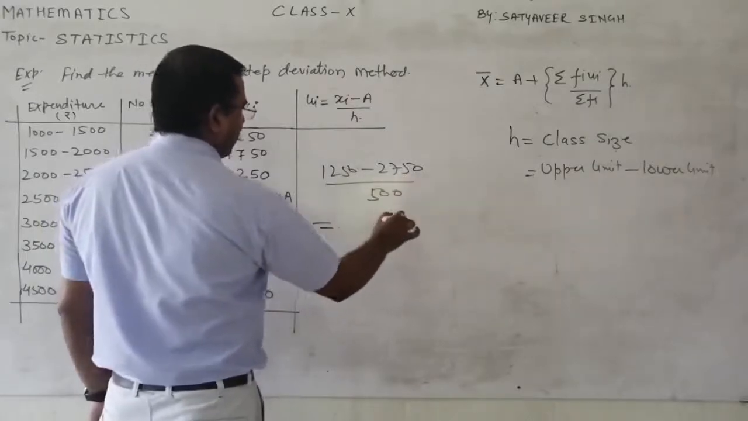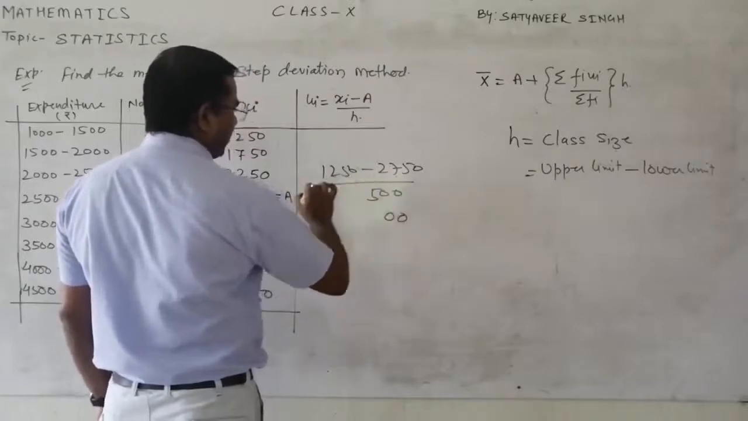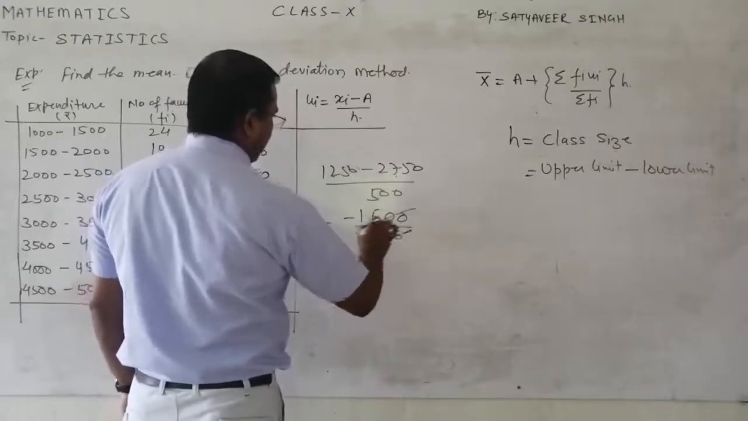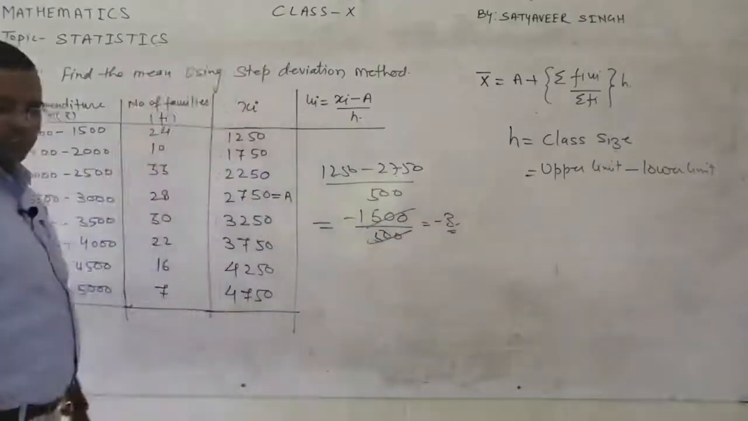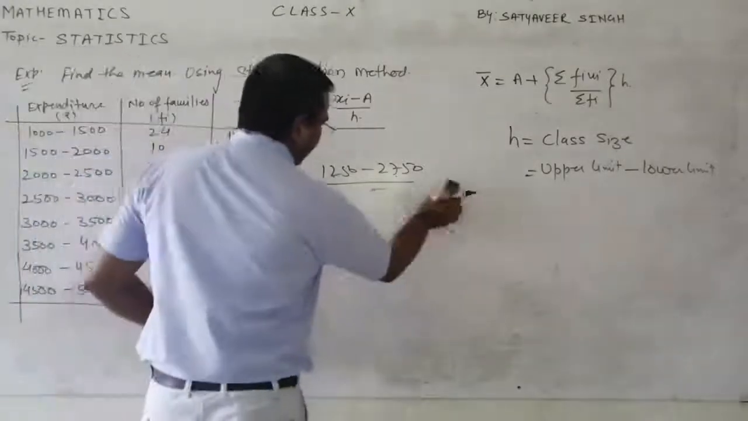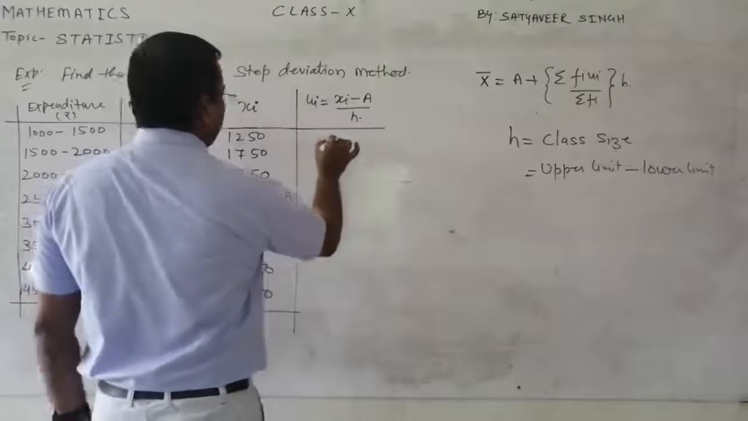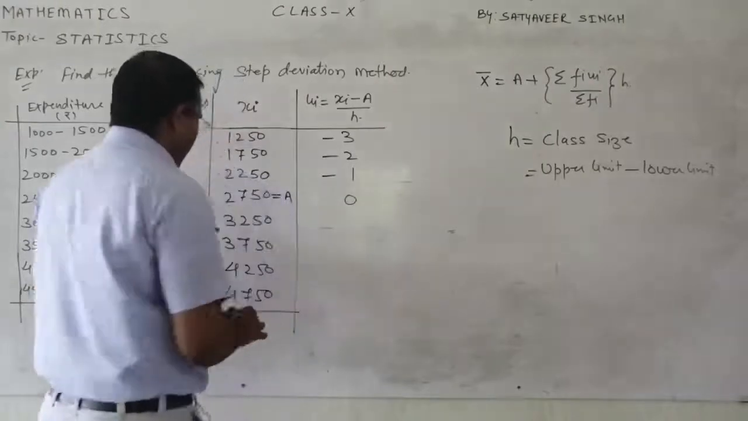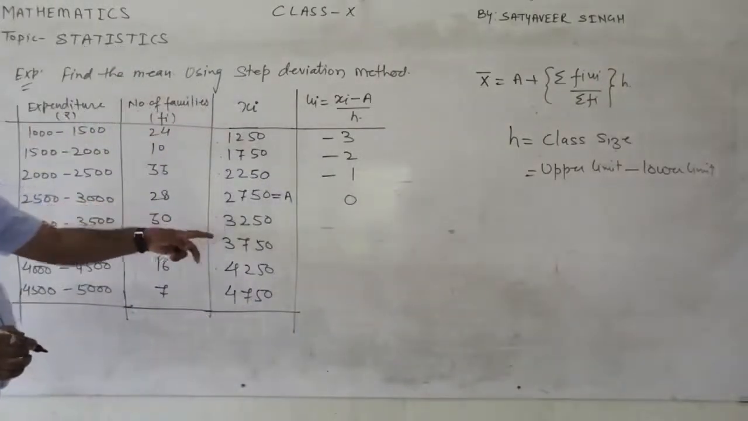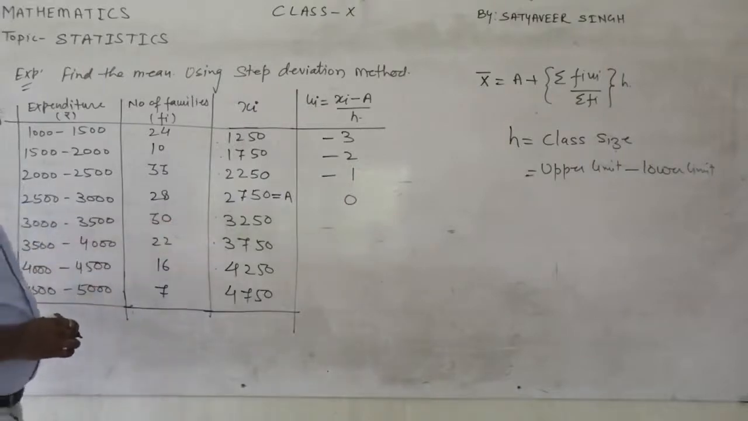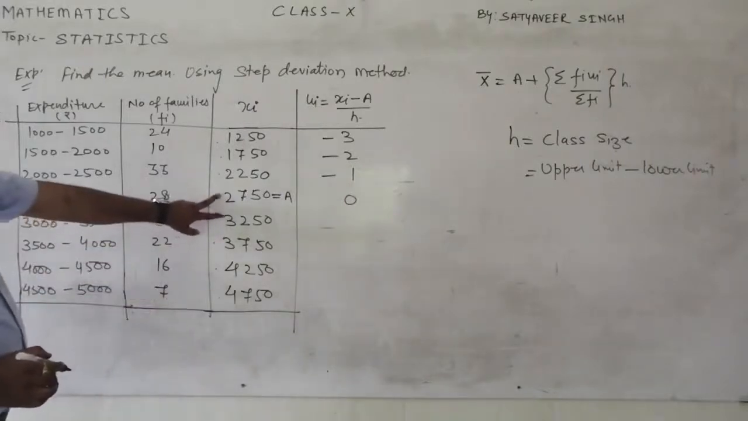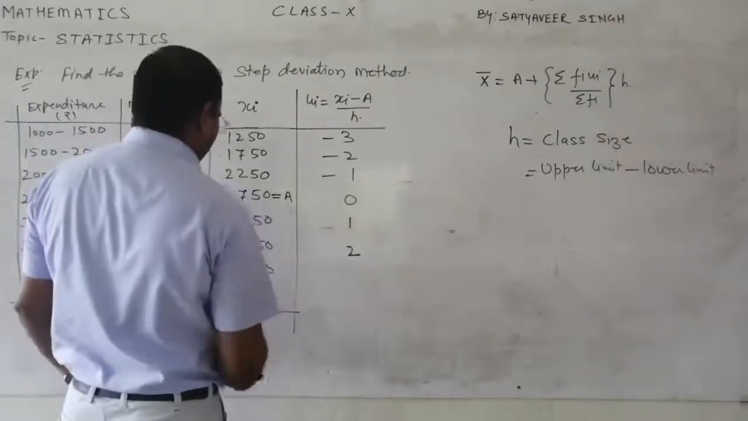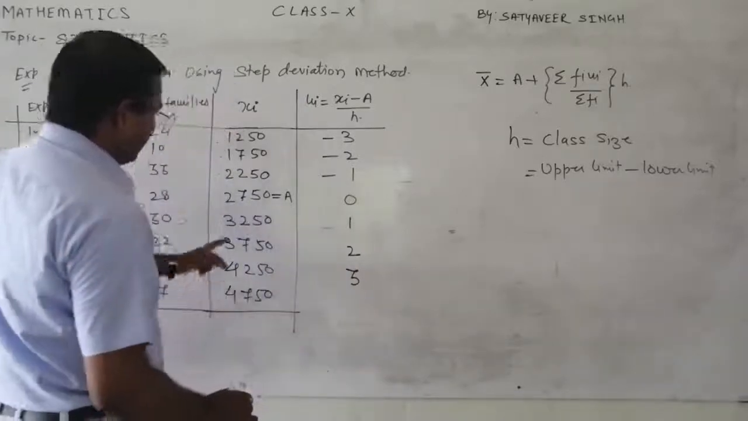So here you will be getting 0, 5 minus 5, 0, 7 minus 2, you can say 5, and here it is 1. So upon 500 you will be getting minus 3. See students, like this you can calculate the other values also. So it is minus 3, this is minus 2, this is minus 1, this is 0, and similarly you find the rest. The difference between these two is 500, so obviously it will be 1, this is 2, this is 3, and this is 4.